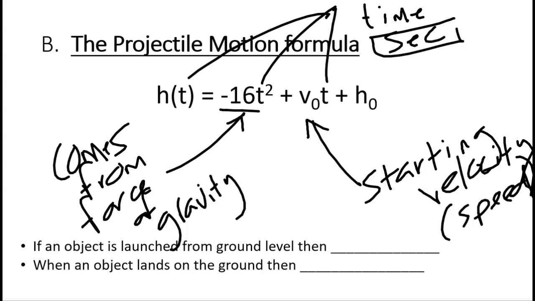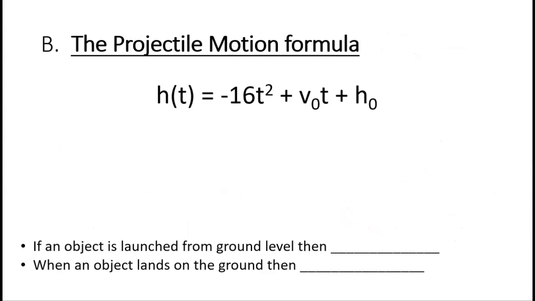So velocity is the same thing as speed. The only difference is it could be positive or negative depending on which direction you're throwing it. Okay, now pretty much every problem I'm going to be giving you guys today, we're going to be talking about throwing objects upwards. And so it's going to be positive, but just so you know, it can be negative, meaning you're throwing it downwards.